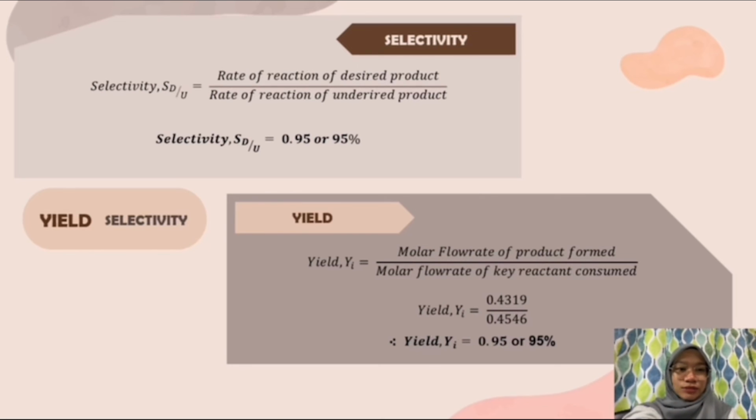Selectivity is calculated using this formula, but since our research shows too many possible side reactions that could occur, we assume the selectivity at 0.95, which is the experimental value they gained from a research paper. The yield that we got is 95%, which is obtained when molar flow rate of product formed is divided by molar flow rate of key reactant consumed.